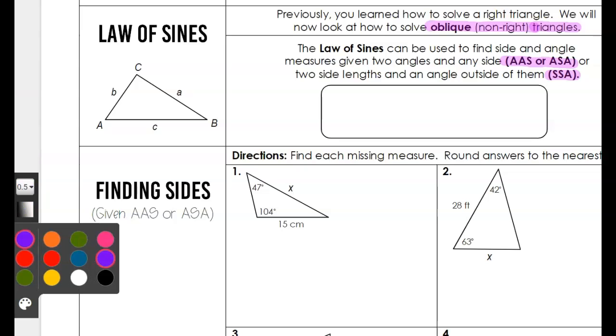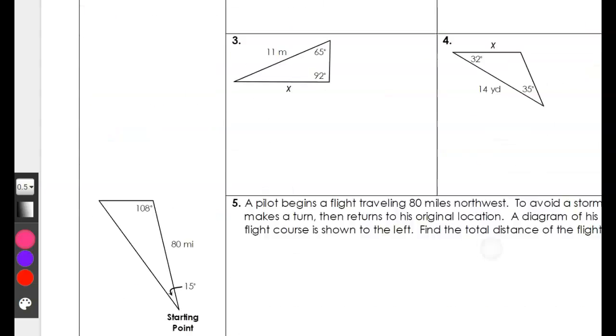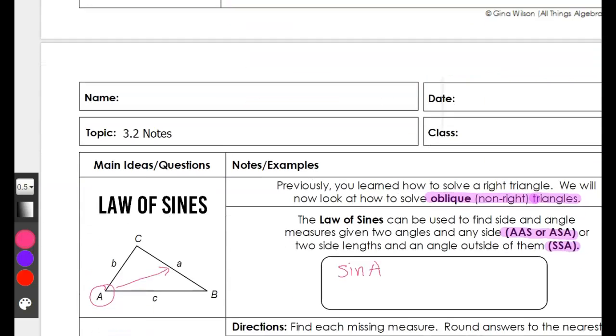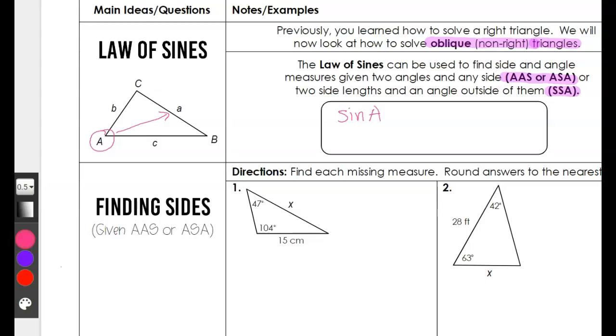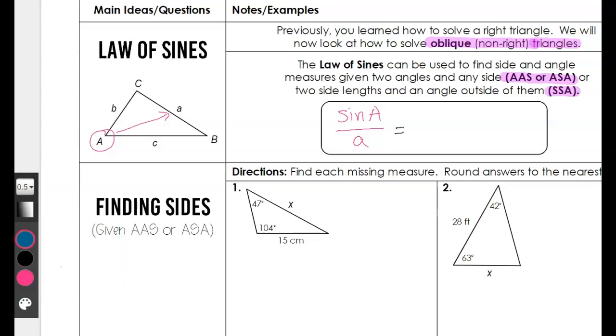Now, law of sines states that if you have a triangle ABC with side lengths a, b, c across from those angles, law of sines states that if you take the sine of the angle and put it over the side across from it, which in this case is side length a, this ratio will equal the exact same setup for the other angles and sides. So sine of A over side length a is equal to sine of B over the side across from it, little b, which is also equal to the last ratio, sine of C over the side length across from it, c.